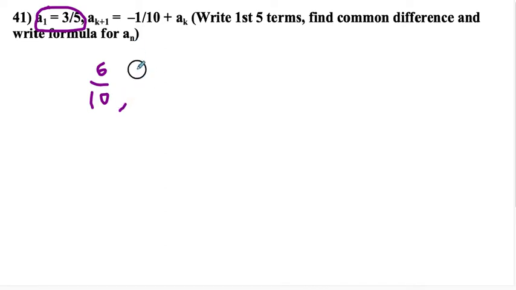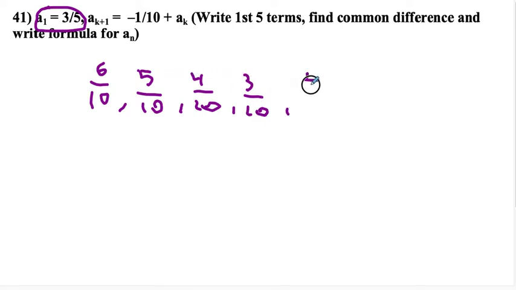Well, simply put, we're subtracting 1/10, right? We're adding a negative 1/10. So 5/10, 4/10, 3/10, and 2/10. Now you could reduce all these fractions, right? But you don't have to. 2/10, just like that.